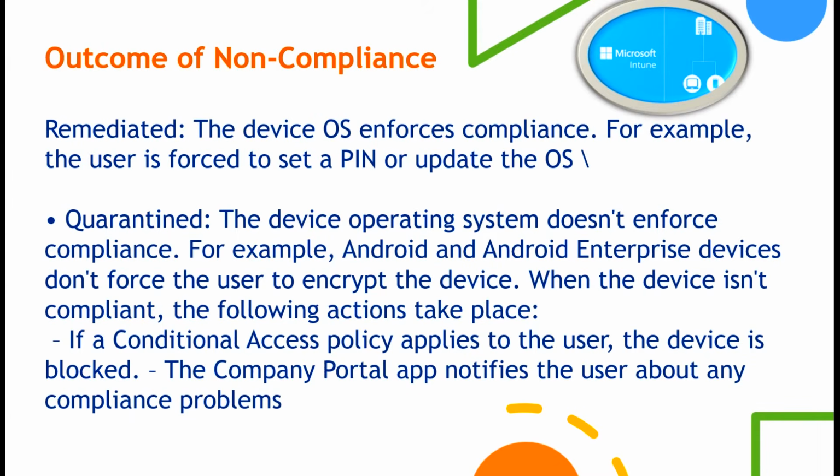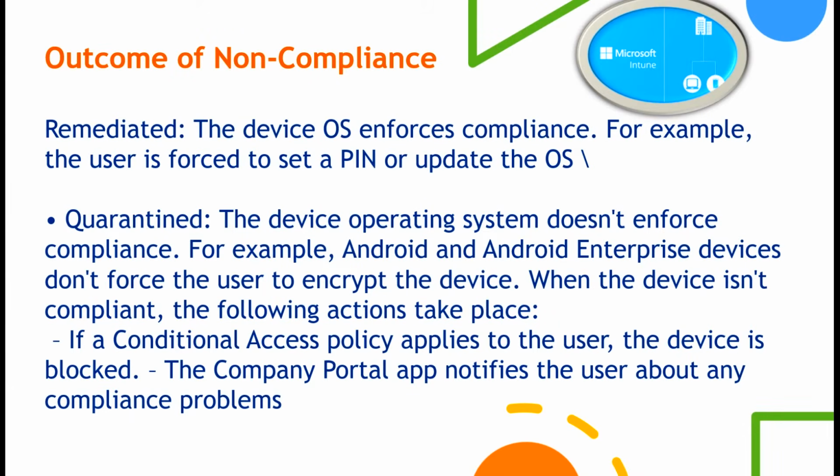And the other one, quarantine. The device operating system does not enforce compliance. For example, Android or Android Enterprise devices do not force the user to encrypt the device. When the device is not compliant, the following action takes place. If the conditional access policy is applied to the user, the device is blocked, and the Company Portal app notifies the user about any compliance problems. So that is the second outcome, which is quarantine. So this is the concept of compliance.